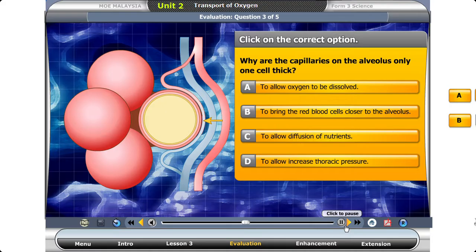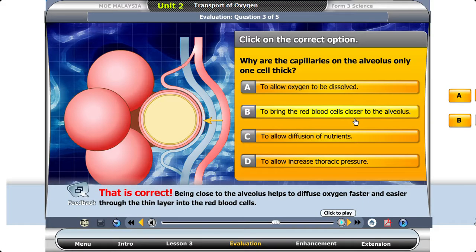Click on the correct option. Why are the capillaries on the alveolus only 1 cell thick? That is correct. Being close to the alveolus helps to diffuse oxygen faster and easier through the thin layer into the red blood cells.